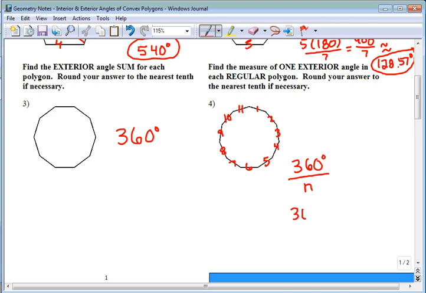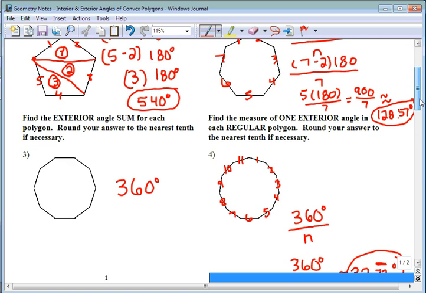So 360 degrees divided by 11 gives me 32.72 with a line over the top degrees. So that 72 repeats forever. So that is each one of the exterior angles.